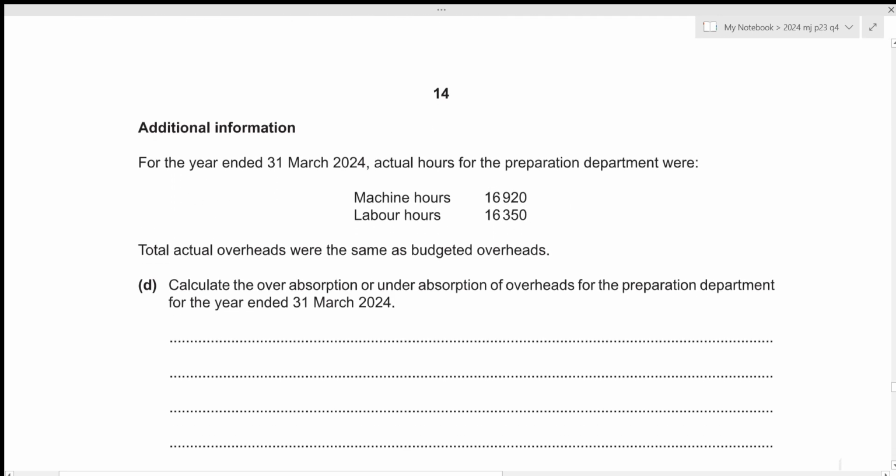We have been given additional information for the year ended 31st March 2024. Actual hours for the preparation department were as follows. Total actual overheads were the same as budgeted overheads. Now we need to calculate the over-absorption or under-absorption of overheads for the preparation department for the year ended 31st March 2024. In order to calculate the over-absorption or under-absorption, we just need to compare the actual overheads to the budgeted overheads. And in this case, we know that the total actual overheads were the same as the budgeted ones above. So let's write down the actual overheads first.